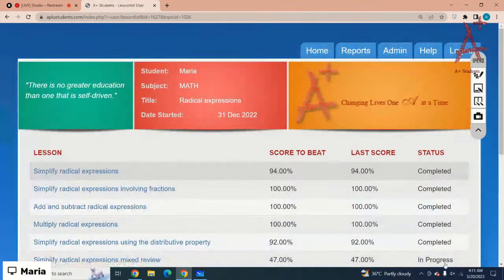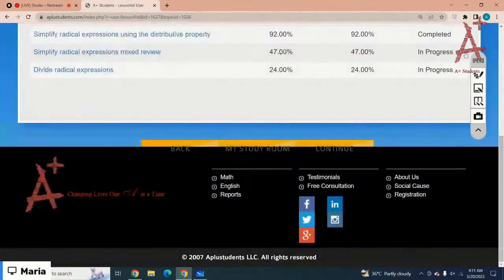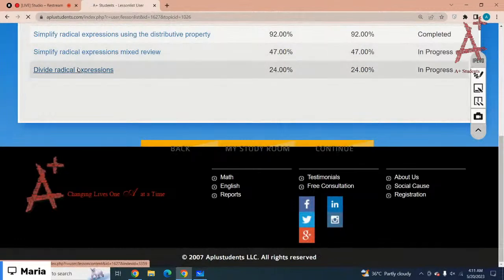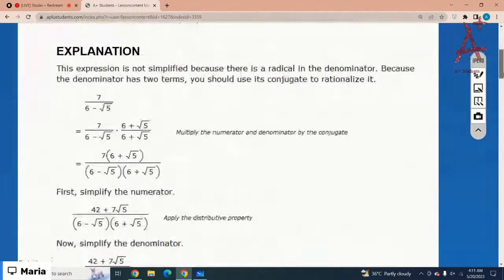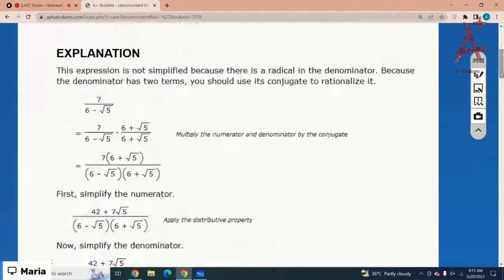The next one is divide radical expressions. Yes, the next one is divide radical expressions. Okay, the next one is: simplify, rationalize the denominator. 7 divided by 6 minus square root 5. So the expression is not simplified because there is a radical in the denominator.